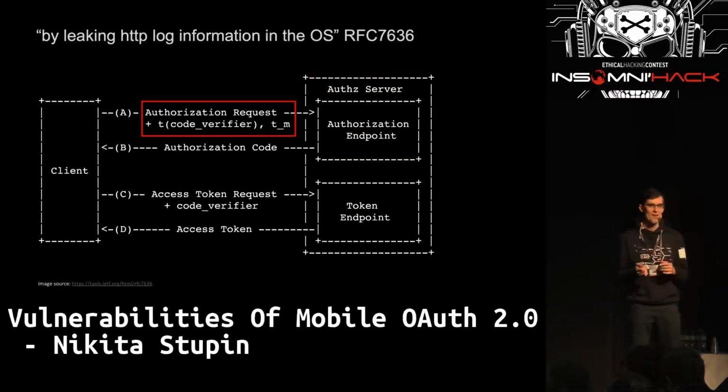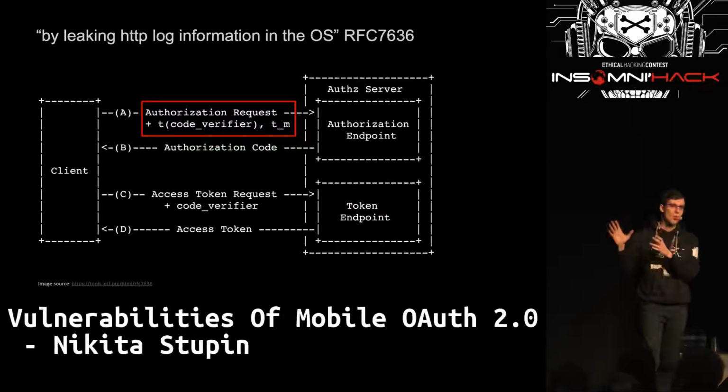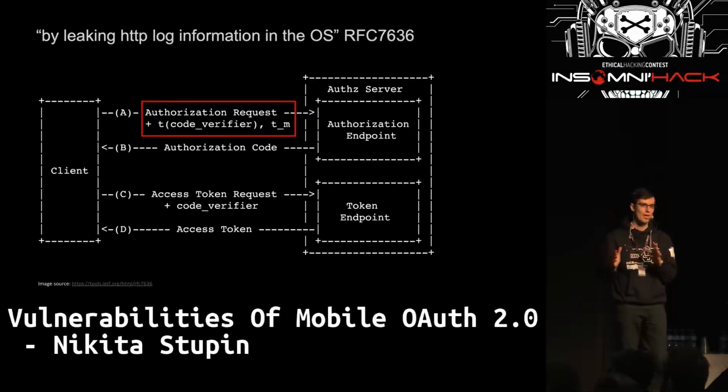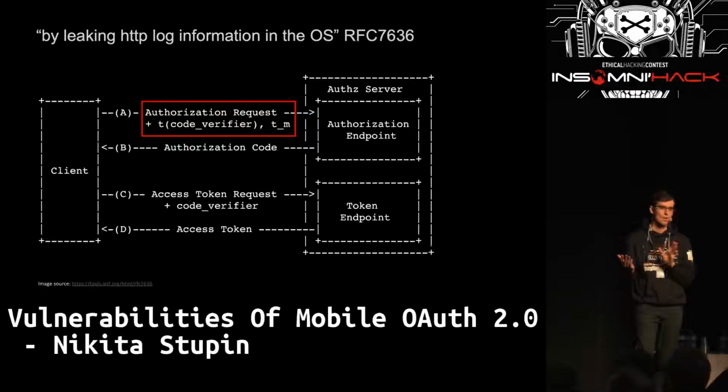Not quite yet. There is leaking of HTTP log information into the OS, the RFC says, and actually I haven't met this in the real world, but if some developers edited the RFC, they have probably met it. So how do we address this vulnerability when a malicious app can just read the first request from the logs? We do so by not sending the code verifier itself in the first request, but sending a hash of the code verifier. Now the server saves the hash and returns the authorization code to the client.